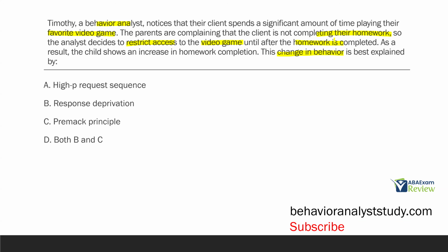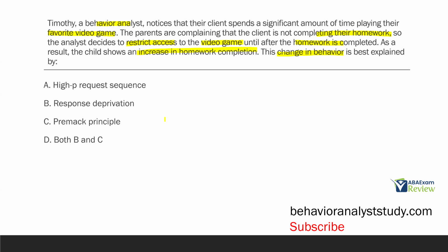And as a result, what happened? The behavior did change. The child started to increase homework completion. Why? Well, video game access was restricted until homework was done. So now it's a lot more beneficial for the client to complete the homework because then they can actually play their video game. So what would we refer to this as, or what is represented here?